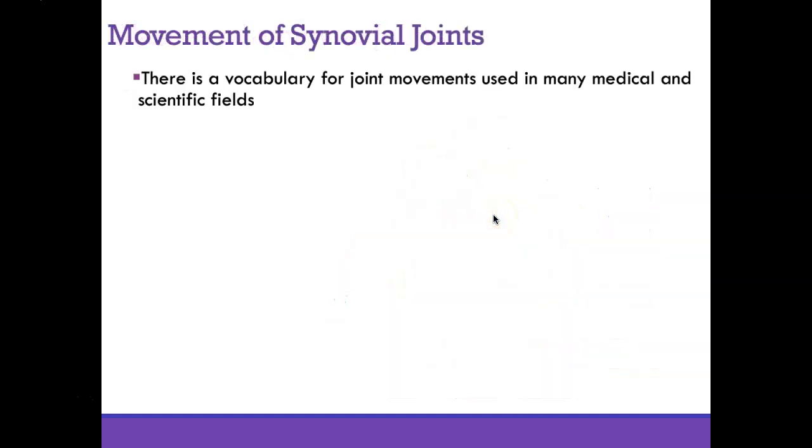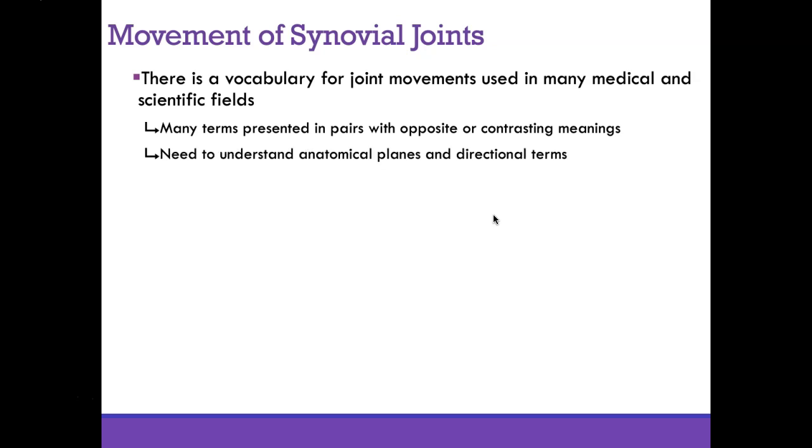So we'll talk about some movements of synovial joints. This will be a lot easier, I think, if you watch a YouTube video of people doing these movements, if you don't feel comfortable looking at it in 2 dimensions. A lot of these terms are presented in pairs with opposite meanings. So we're going to see there's flexion and then there's extension. You need to understand what these 2 paired terms mean in relation to each other.